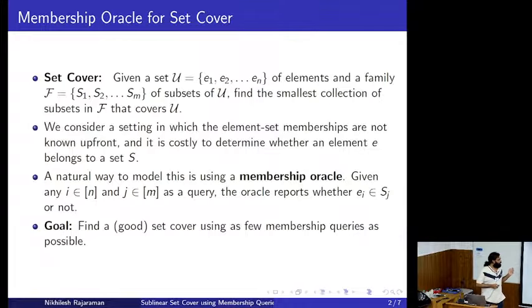Now, a very natural way to model this is in the membership query model. In this model, what we have is a membership oracle. The way to think of a membership oracle is that it takes as input an element e_i and a set s_j, and the oracle answers whether that element is in the set or not. Suppose we have this oracle access, but we don't know anything else about our set instance. Now the question that we are trying to answer is, can we find a good set cover using a small number of membership queries? And here by good, I mean a good approximation factor.